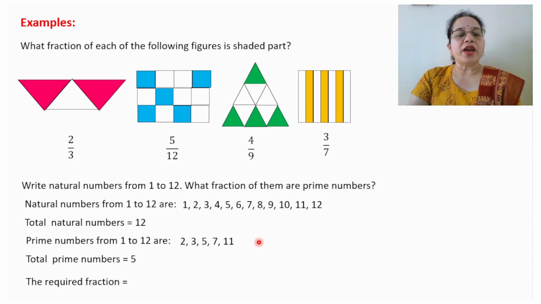So what is the required fraction, prime numbers out of given natural numbers? So 5 by 12 is the answer. It may be possible in a question that fraction is asked about composite numbers. Fraction may ask for multiples of 2, multiples of 3. So different questions may be there. Read the question and solve accordingly.